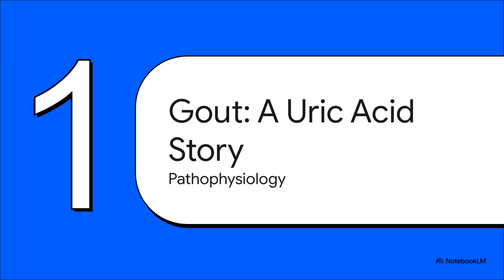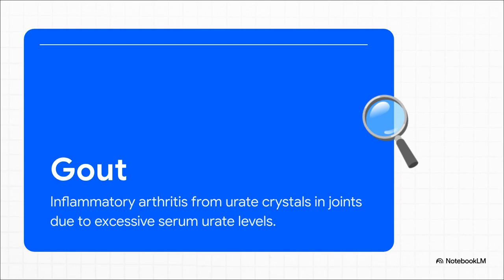To really get a handle on gout, you have to start with the main character in the story, uric acid. Let's dig into the fundamental why behind this whole disease process. So here's the bottom line. Gout isn't just a sore joint. It's really a systemic metabolic disease. The root of the whole problem is having way too much uric acid floating around in your blood. We call that hyperuricemia. The painful arthritis, that's just the downstream effect of that core issue.